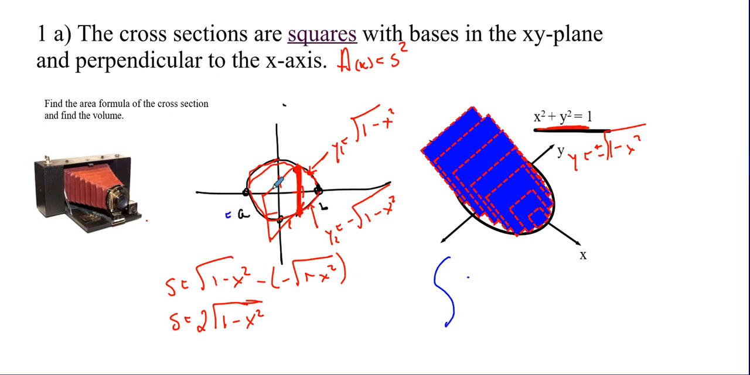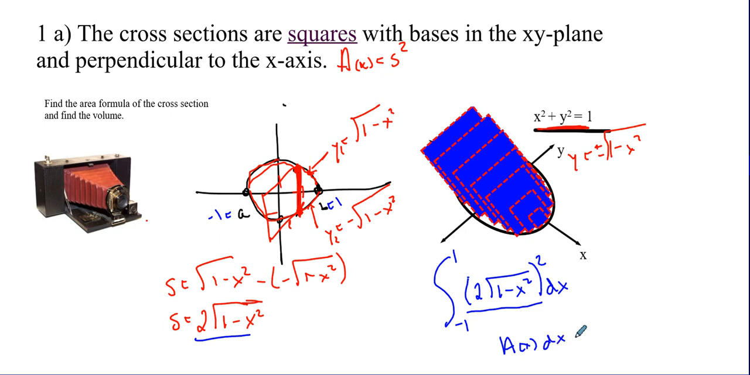So where does this intersect? Well, it's going to intersect at -1 to this one right here, which is 1. So -1 to 1 of our area, which is s squared. So we're going to take this s in terms of x. So 2 times the square root of 1 minus x squared, and we're going to square it, dx. So this is our area formula. This is like our A of x, area of cross sections. This is our width, and together we get a volume.